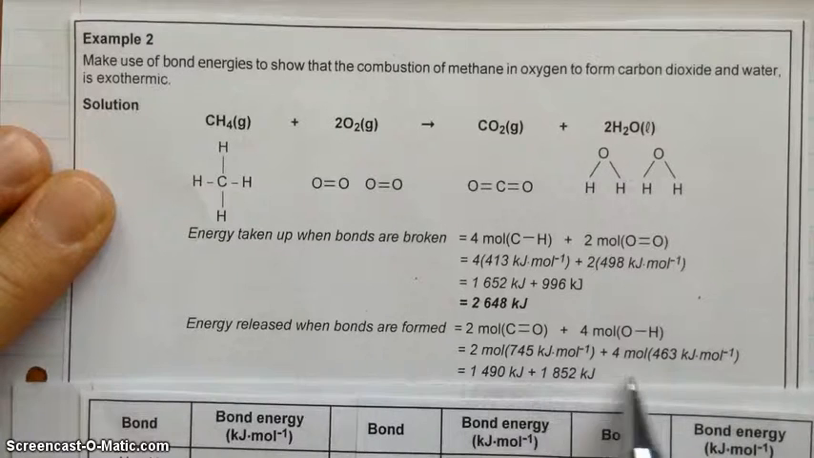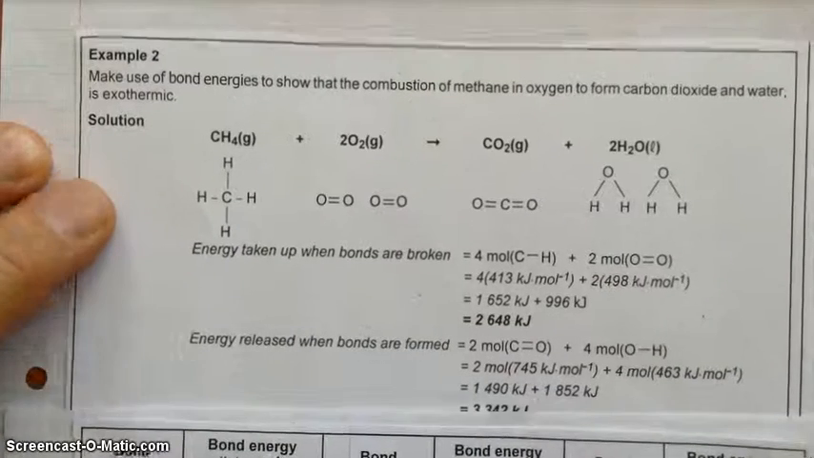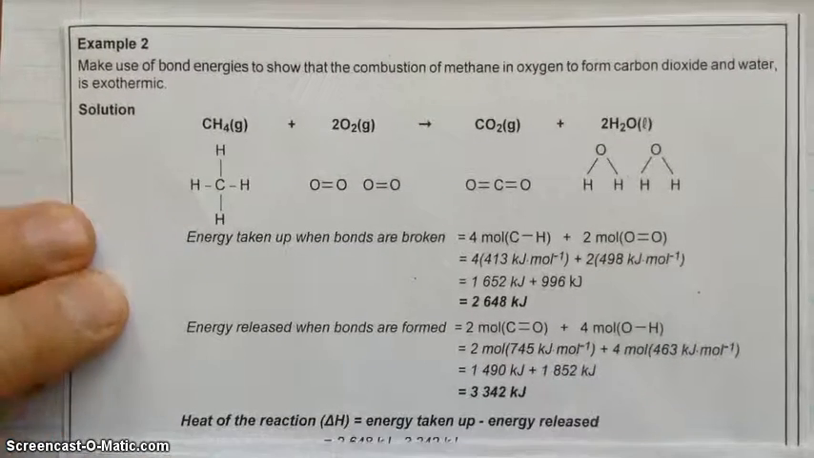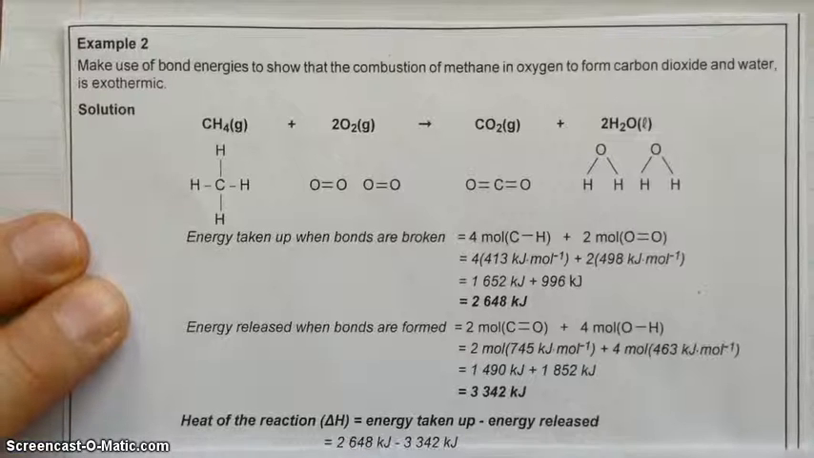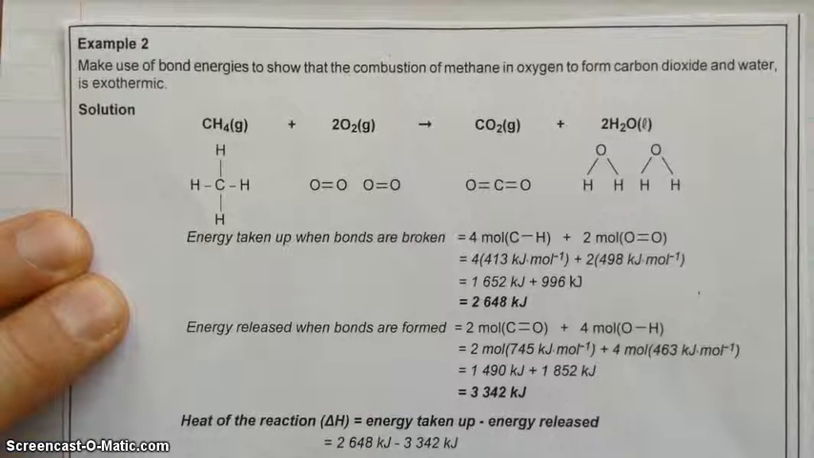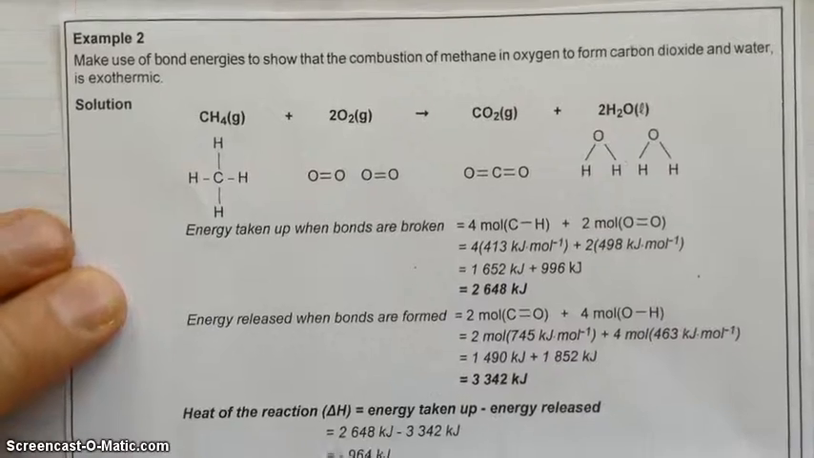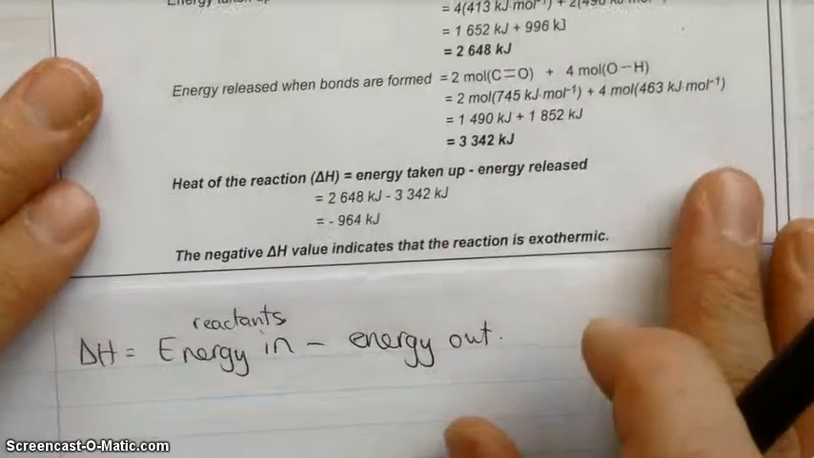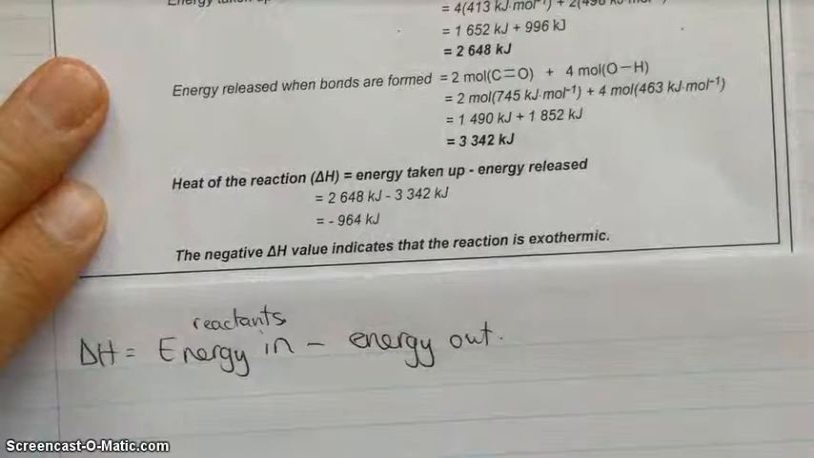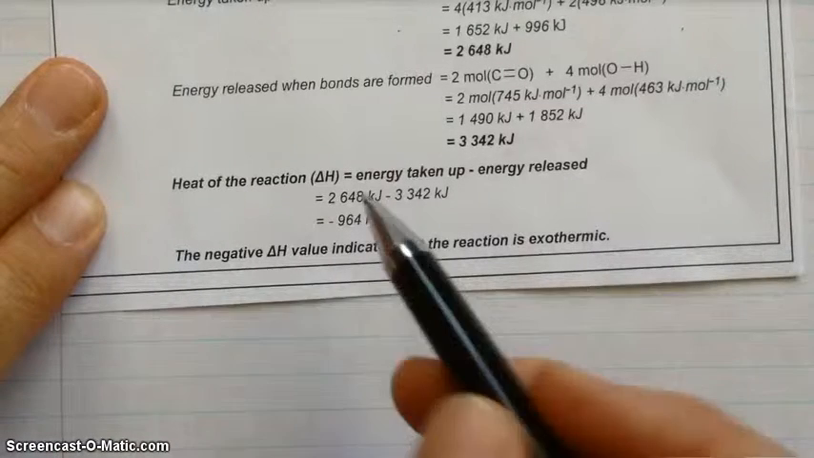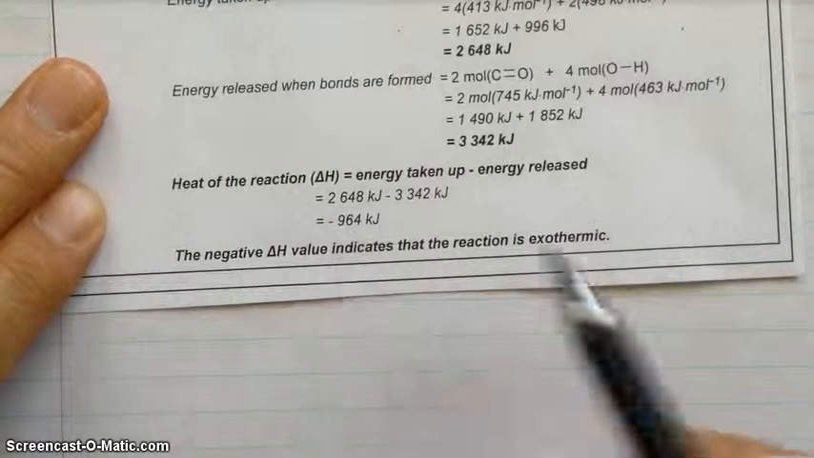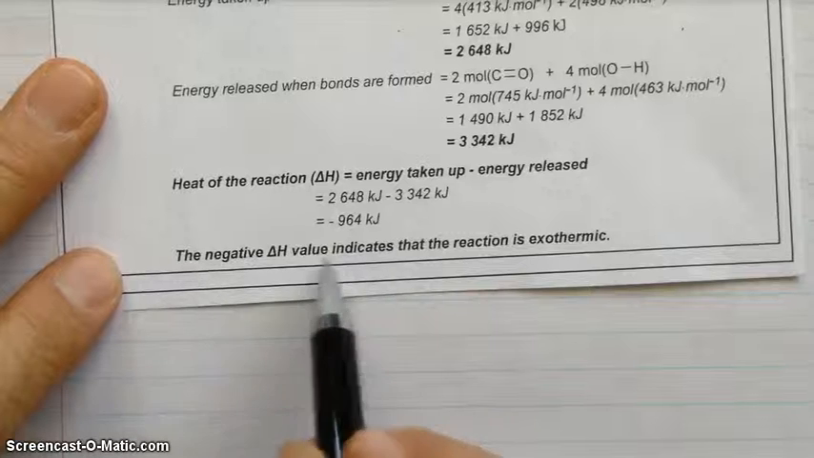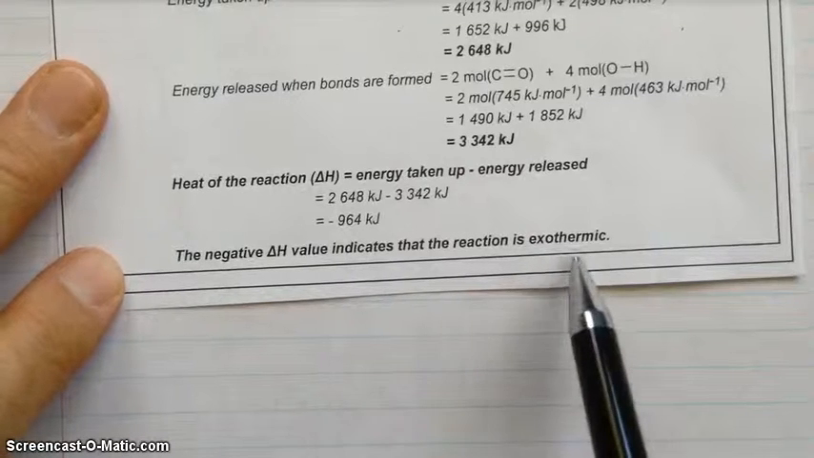So you will add it all up and then get the total, and then you see your heat of reaction, or delta H, is your energy taken up and energy released, or your energy in minus energy out, and that then gives you a negative value of minus 964 kilojoules, and the negative delta H value indicates that the reaction is exothermic.